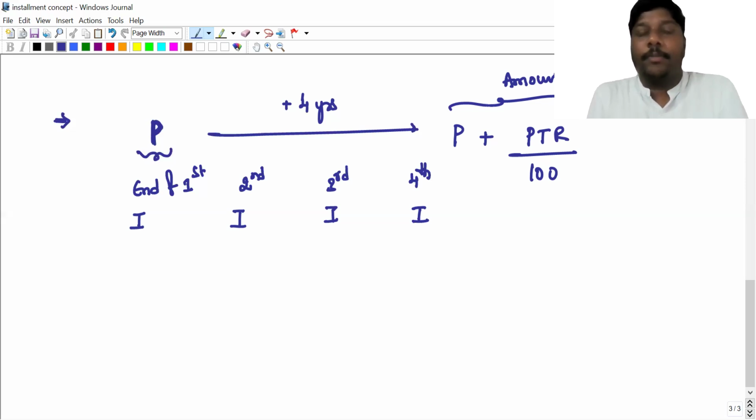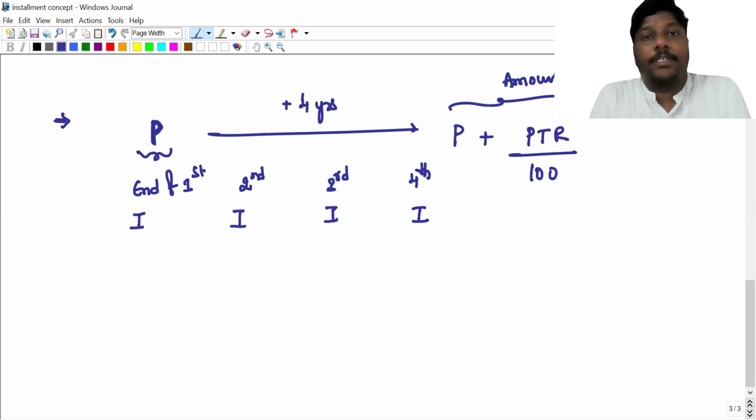Whenever simple interest is given, you need to differentiate the principal and the amount. Most of the cases in simple interest, they'll give you the amount. Now let's say that amount you are paying in 4 equal installments. Let each installment be I. We have to pay in 4 equal installments, whether yearly or monthly, the concept is the same. Even if you take it for year or month, the concept is same.